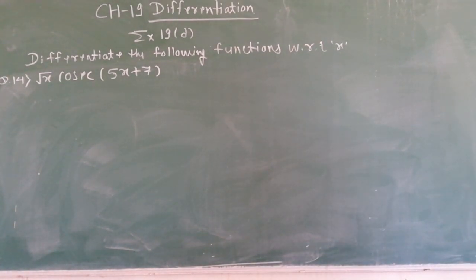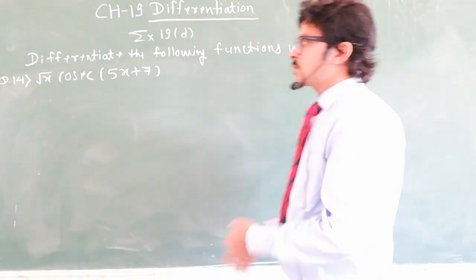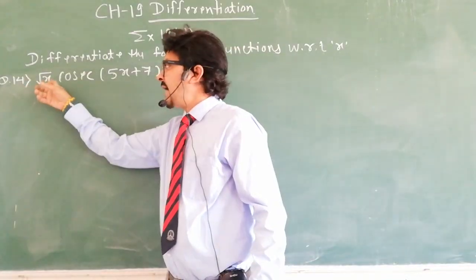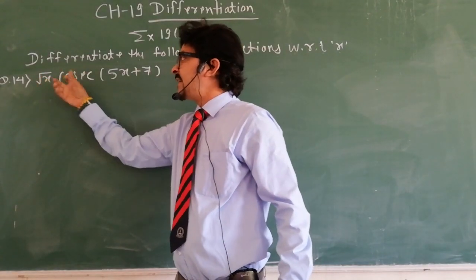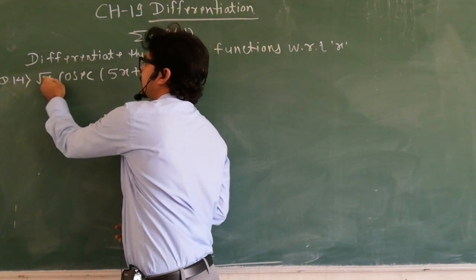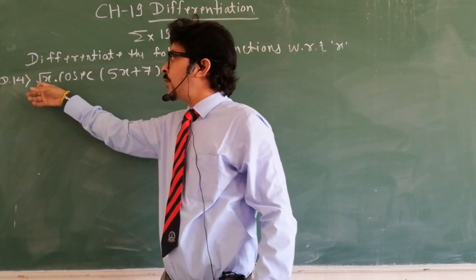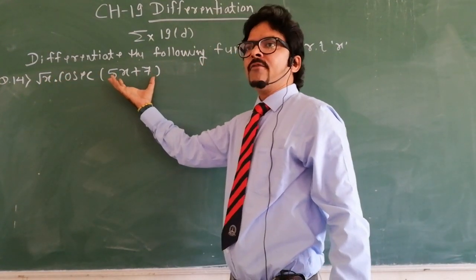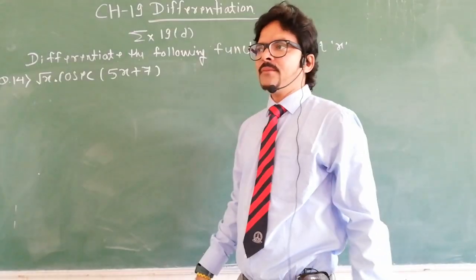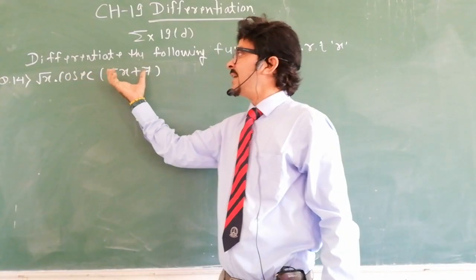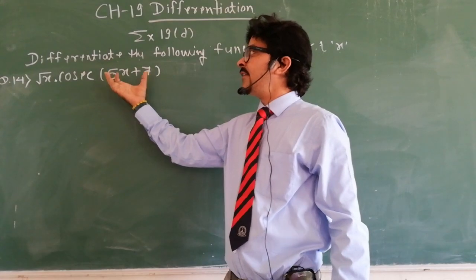Okay students, now the next question we are going to discuss is question number 14, which is: given root x into cosec in bracket 5x plus 7. So the given function is root x into cosec in bracket 5x plus 7.